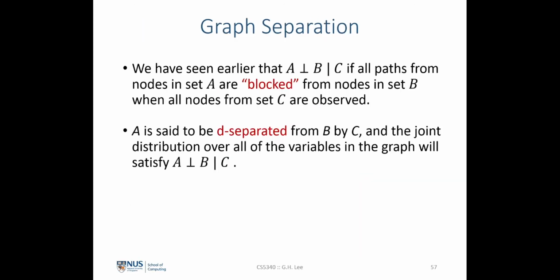So we have seen earlier in the d-separation principle of the three canonical graphs that A is conditionally independent of B given that we have observed C if all paths from A are blocked from the nodes in the set of B when all the nodes from the set of C are observed. And we say that A is d-separated from B by C. And the joint distribution over all the variables in the graph will satisfy this conditional independence over here.